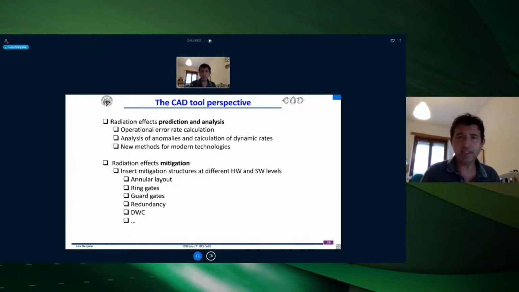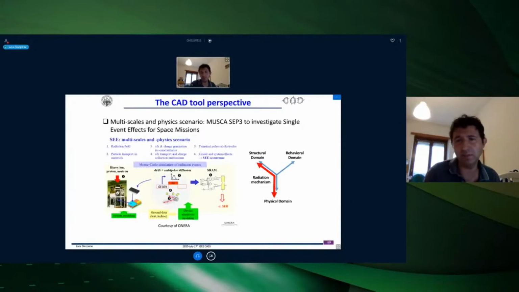The CAD tool perspective, let me say, is very, very large, so we could talk more than the time we have available now, of course. From the mitigation point of view, there are several techniques implemented from the layout point of view: annular layout, ring gates, gang gates, redundancy, etc. That's not the point for FPGA. Again, for the FPGA, you already have something that is implemented strictly there.